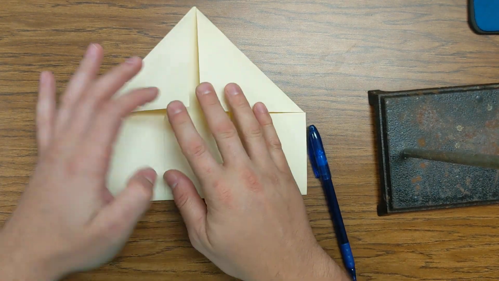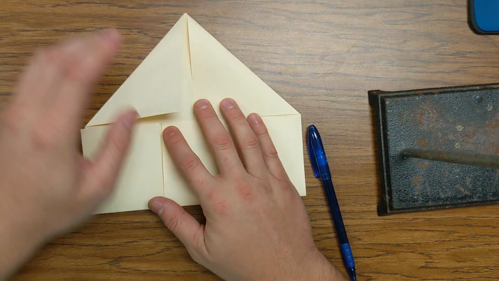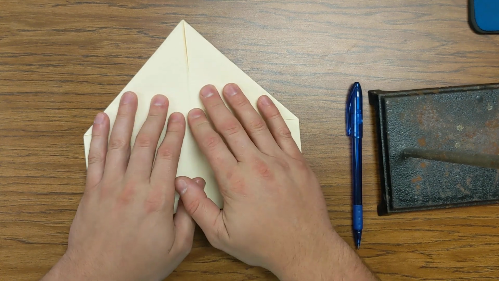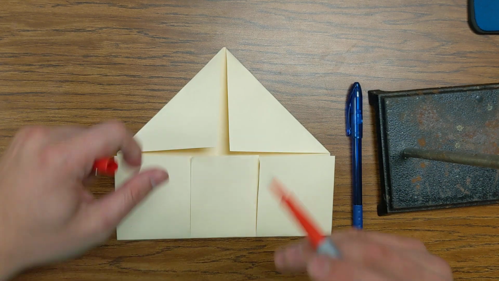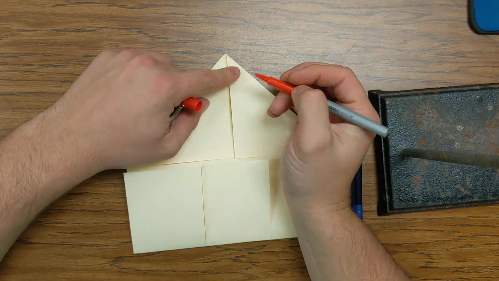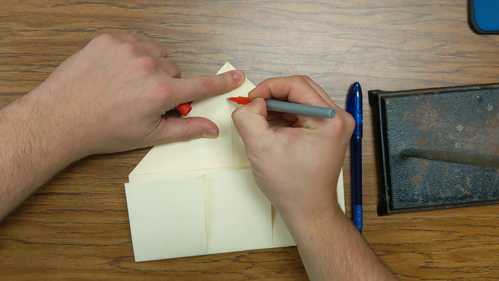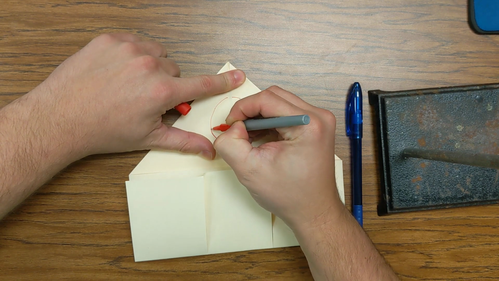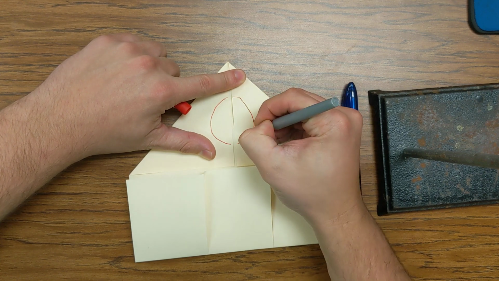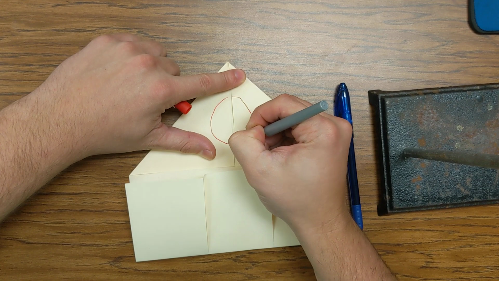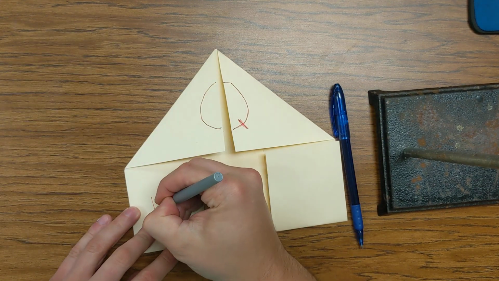And we're going to take the variables that we have right here from this, our Q, m, c, delta T, and we're going to put them on the outside of our foldable. So Q, which stands for heat energy that has been lost or gained, we're going to put in the top part of the triangle. So I'm going to draw a big, huge Q right here. And then my other three variables I'm going to put down at the bottom.